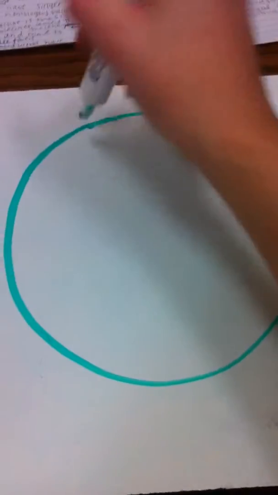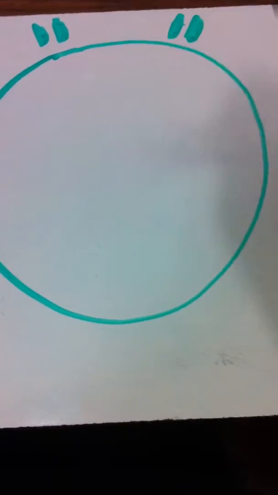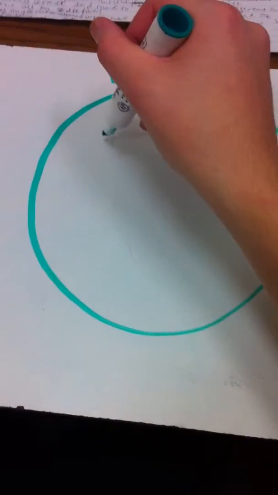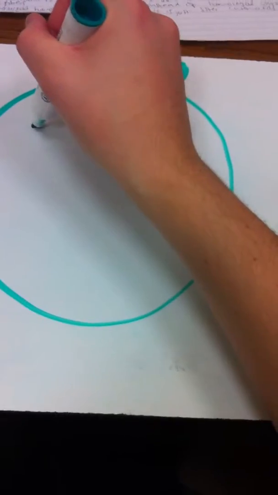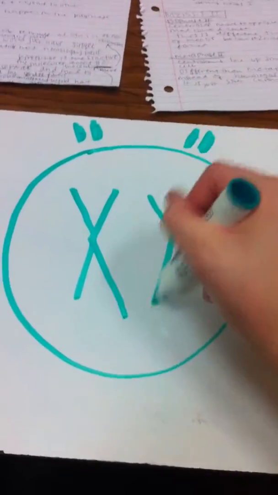So meiosis begins with interphase. This represents the nuclear envelope, and we're going to draw some centrioles up here. And there's going to be replicated DNA, so they're going to join at the centromere to become sister chromatids. So it's going to be like this.